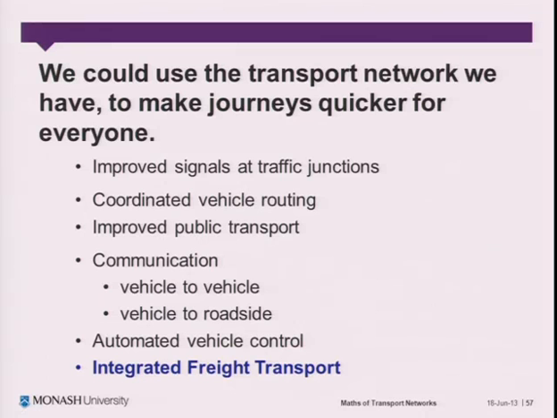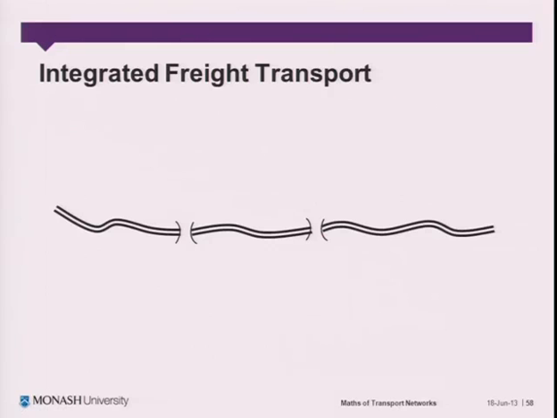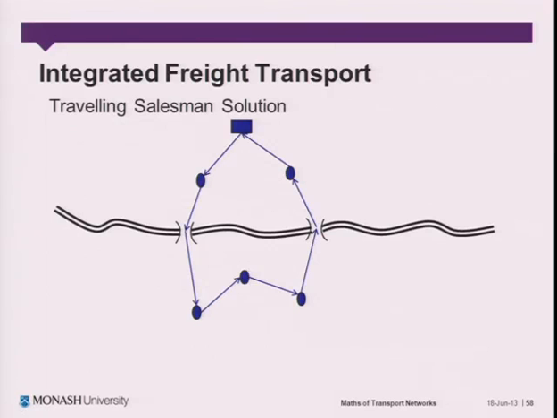So the final issue I wanted to address was just freight transport. We haven't mentioned freight transport up to now. No fancy videos for this one. I just wanted to give a simple illustration of delivering from a depot to a bunch of clients. And so this is the classic traveling salesman problem. What's the shortest route from my depot to all my customers?